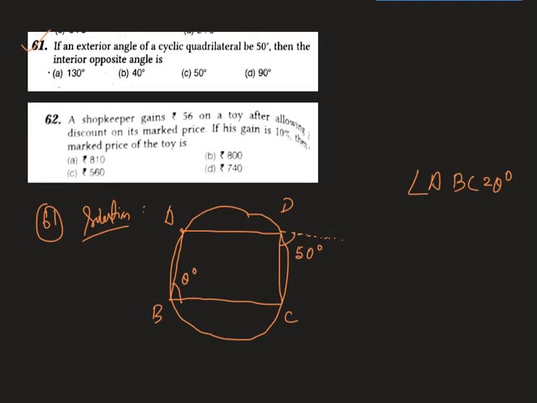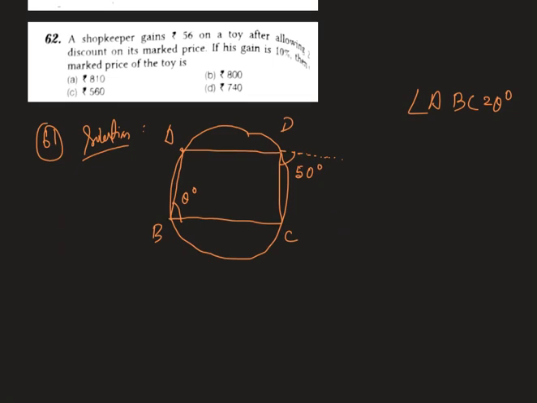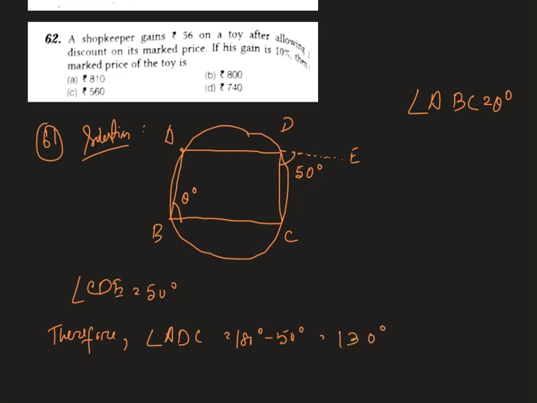Suppose angle ABC is theta degree. Now by the question, angle CDE is equal to 50 degree. Therefore angle ADC is equal to 180 degree minus 50 degree, that means 130 degree.